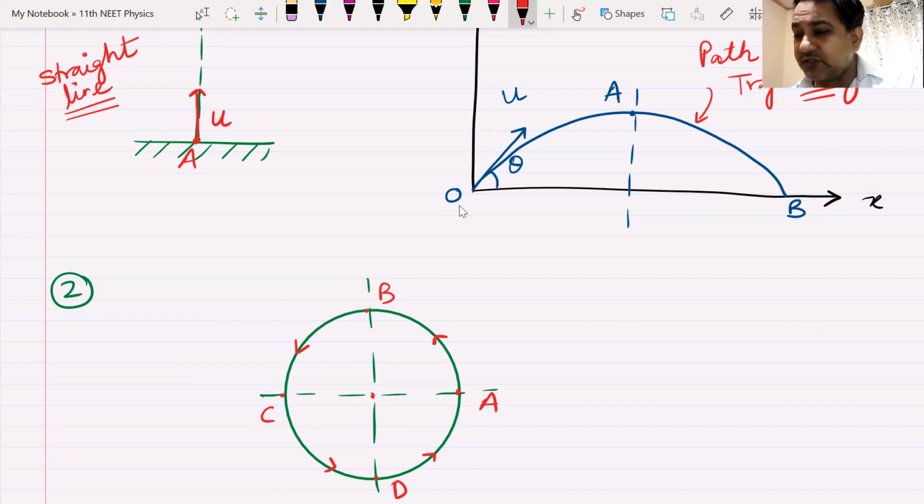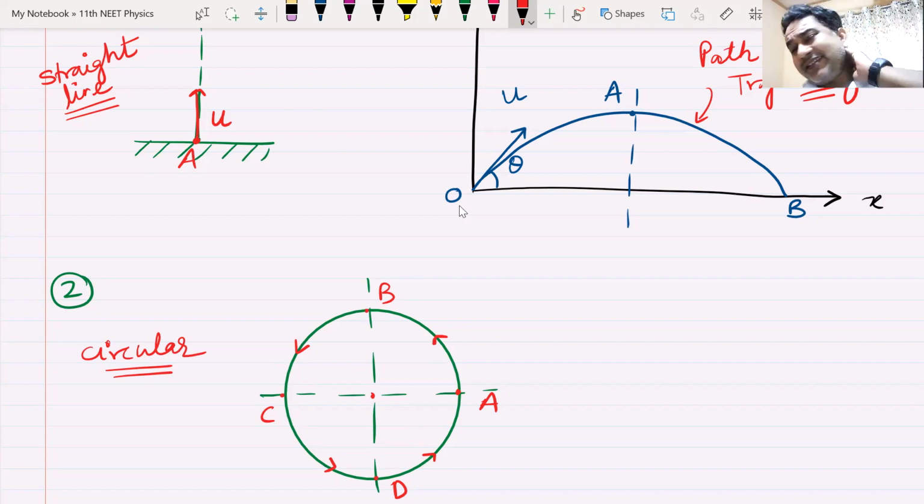If I ask you this question, what would be your answer? What type of path does this particle follow? Yes, Niharika, the path that this follows will be circular, or its trajectory is circular. Am I clear? The trajectory is circular. So basically, trajectory refers to the path that this particle follows.